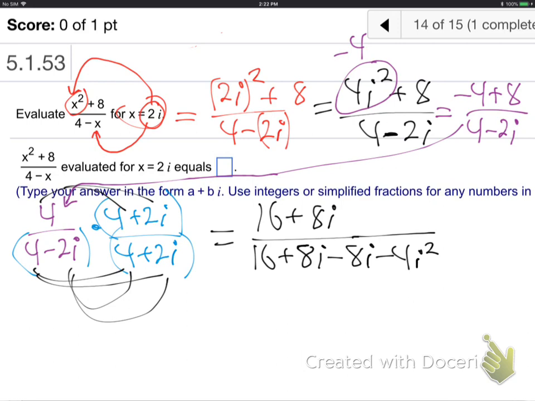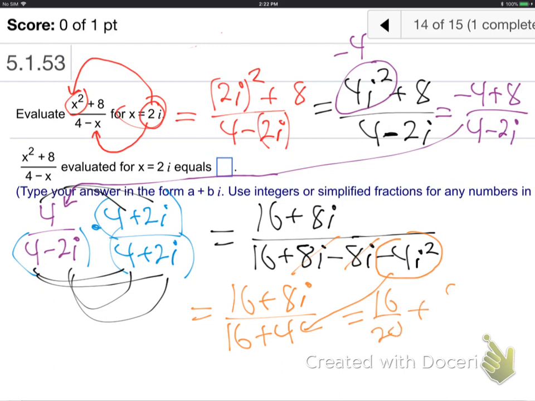Good. These two cancel. We get 16 plus 8I over 16. What is minus 4I squared? Positive 4, huh? Remember I squared? We never leave I squared. It's a negative 1. Changes the sign of whatever it's next to. So that's really 20 on the bottom, isn't it? And you got to separate it. And then you got to reduce those two fractions.